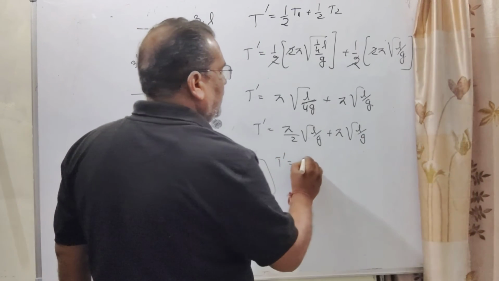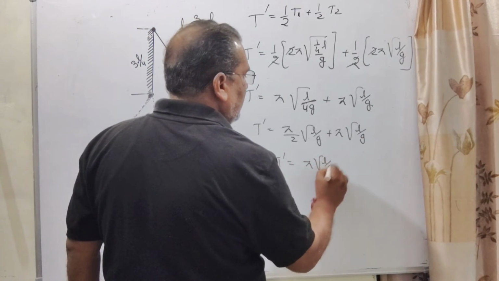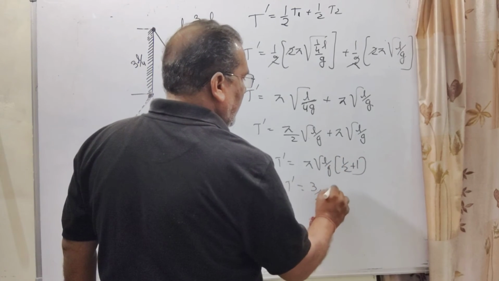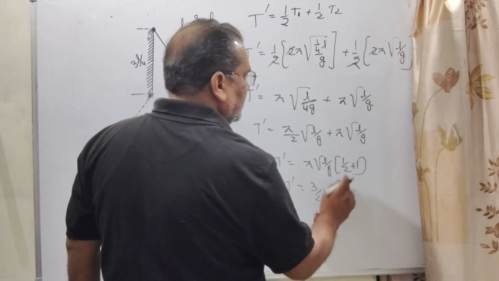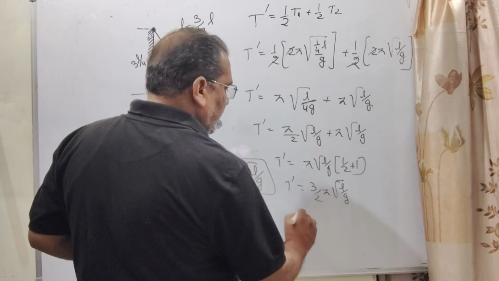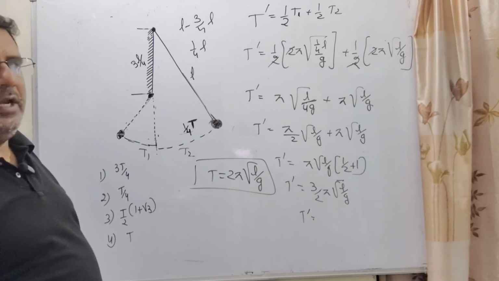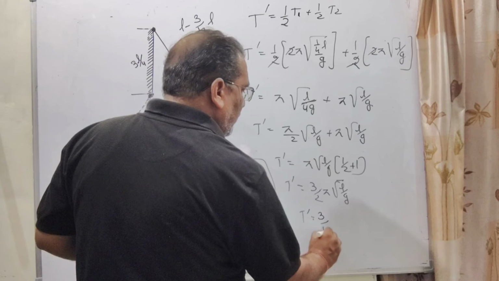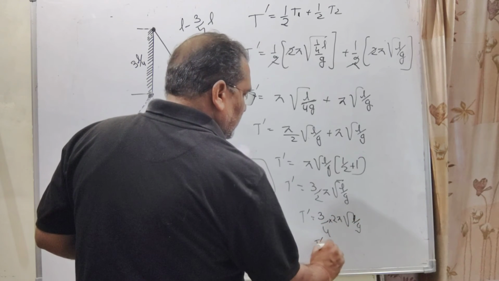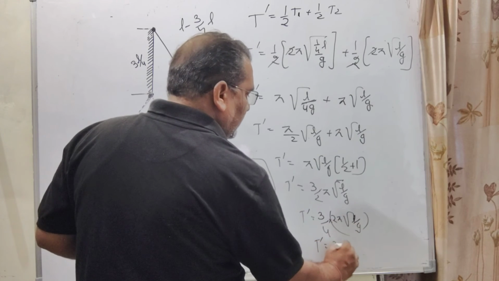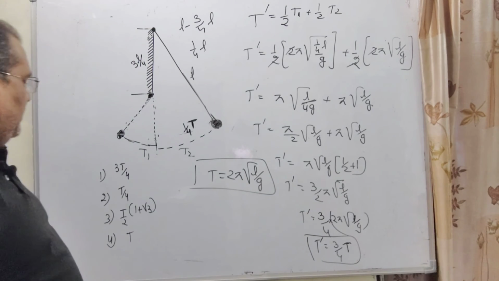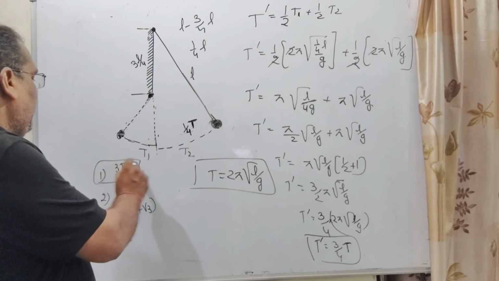So T dash is equal to pi root L by g, getting common, then 1 by 2 plus 1, that is 3 by 2 pi root L by g. Okay, so multiply in numerator and denominator. Why? Because our time period is 2 pi root L by g. So 3 by 4 times 2 pi root L by g. This is the time period. So the new time period T dash is equal to 3 by 4 T. This is option A, which is correct.